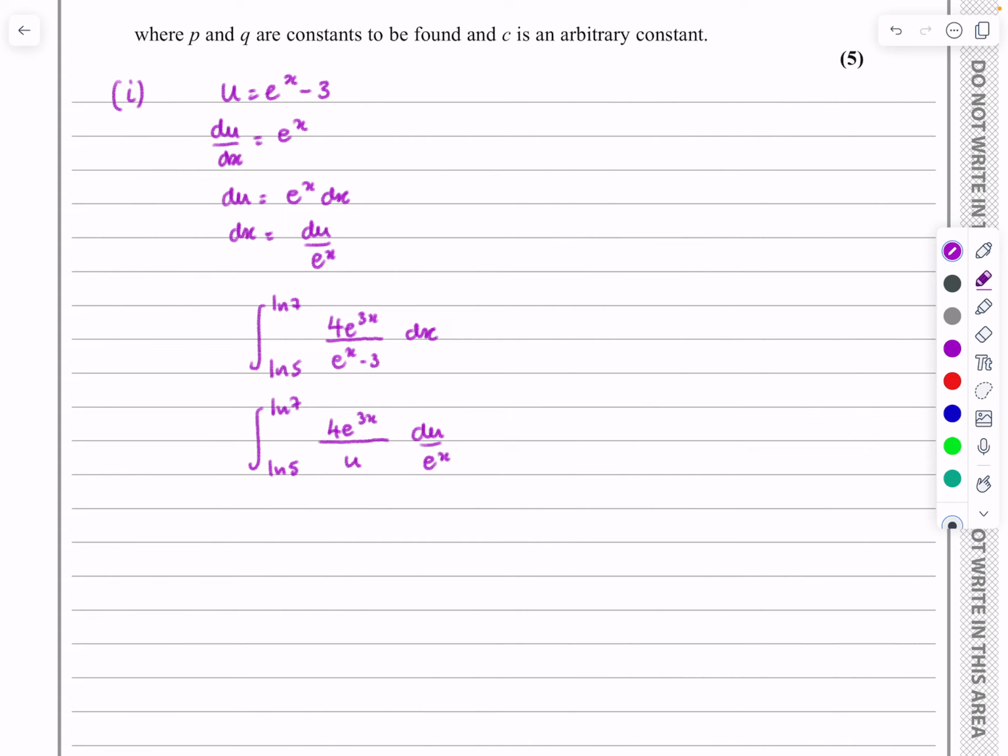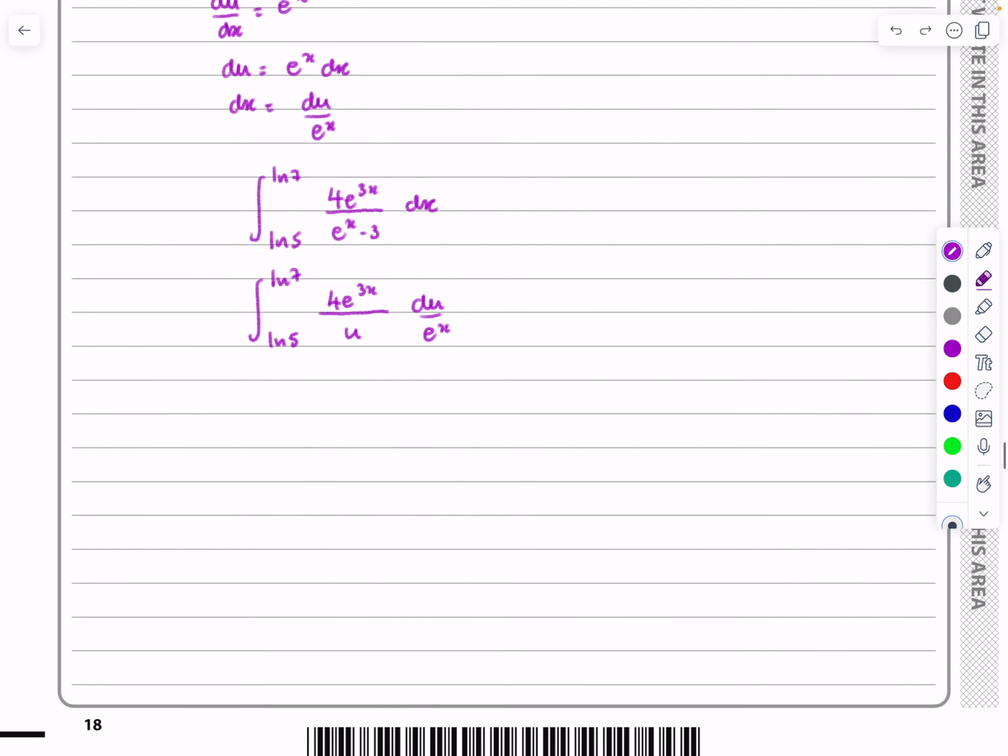And so this is what I meant. That and that are going to have an impact on each other. E to the 3x over e to the x, excuse me, is actually going to be e to the 2x there. So it's the integral between log 7 and log 5 of 4e to the 2x over u du.